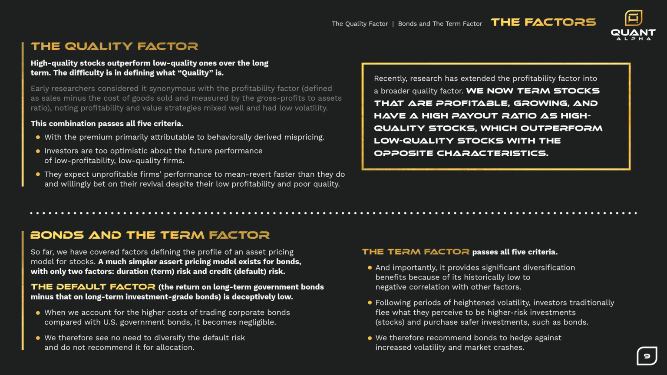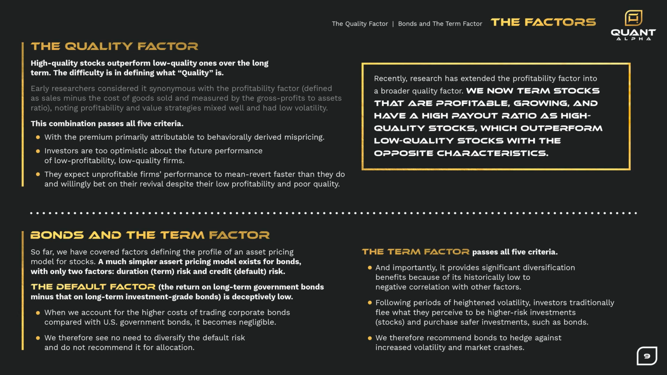Recently, research has extended the profitability factor into a broader quality factor. We now term stocks that are profitable, growing, and have a high payout ratio as high-quality stocks, which outperform low-quality stocks with the opposite characteristics. This combination passes all 5 criteria, with the premium primarily attributable to behaviorally derived mispricing. Investors are too optimistic about the future performance of low-profitability, low-quality firms. They expect unprofitable firms' performance to mean revert faster than they do and willingly bet on their revival despite their low profitability and poor quality.